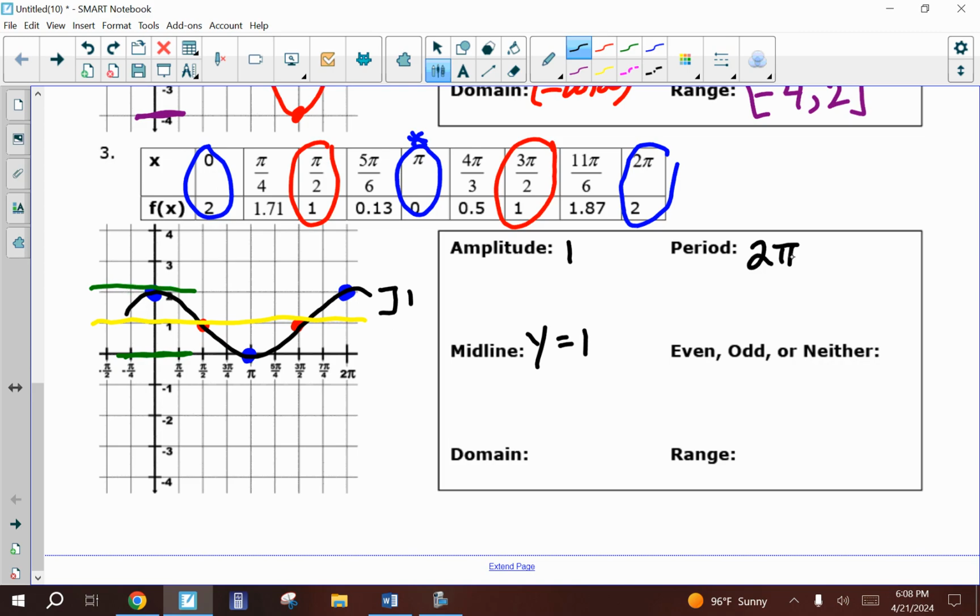And because this is starting high and ending high, this is a cosine graph, and all of our cosines are going to be even as long as there's no horizontal shift. Our domain is always negative infinity to infinity. And then our range is going to be the low point to the high point on the y-axis. So this is going to go from 0 to 2. And notice again, we have these brackets. The reason why we have these brackets is because the points are colored in. We would use round parentheses if they were white dots, but they're solid.